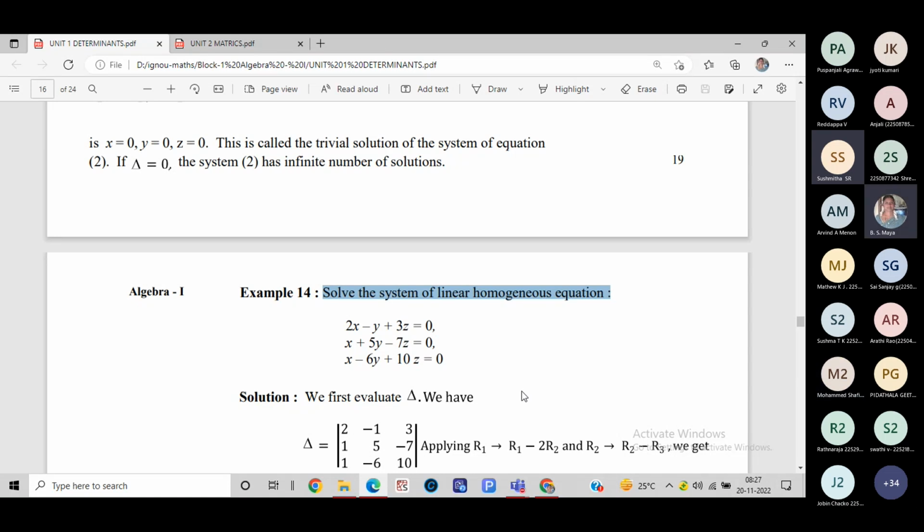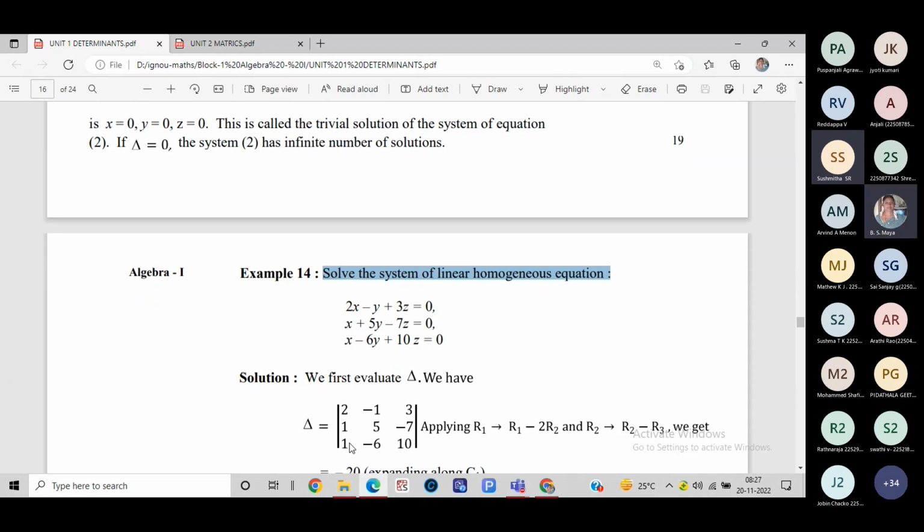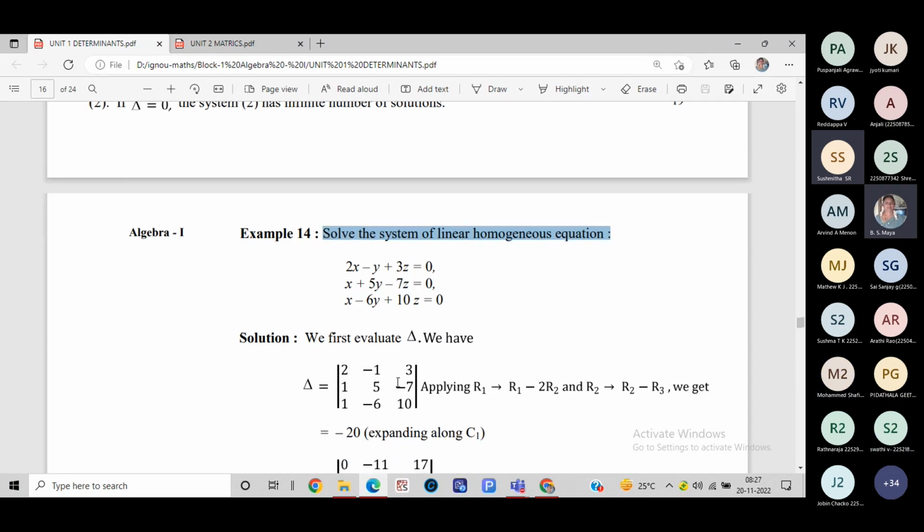Can you tell me the answer? If you apply row elimination, the terms become 0. R1 becomes R1 minus 2 R2, then R1 should be 0. R2 becomes R2 minus 3, and then R2 is also 0. Whenever zero terms appear, you can easily find the delta value. You got plus 16? Please check it. You should get minus 20.